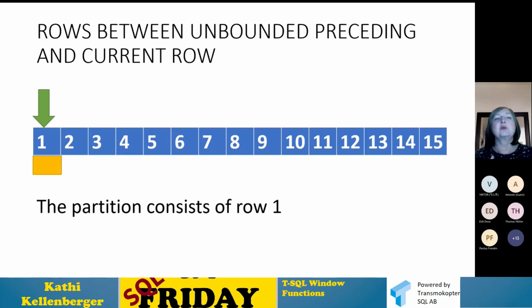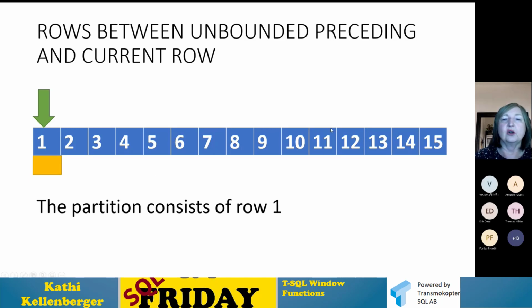So here's what a frame looks like. Rows between unbounded preceding and current row. That's a mouthful. That's a lot to say. There is a shortcut for this one. I don't typically use it because there's not a shorter way to say it for all the others. So I typically write this entire thing out.